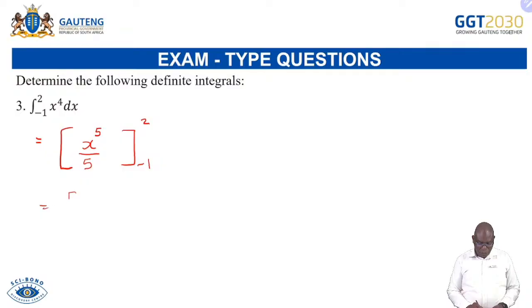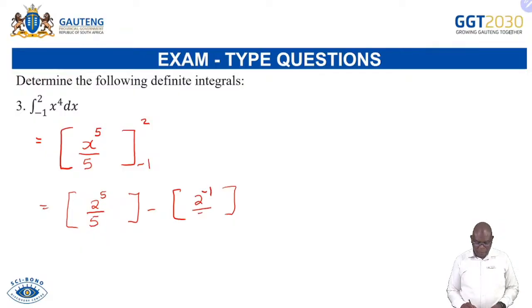Then from there, you get your two brackets, f of upper minus f of lower. F of upper is 2 to the power of 5 divided by 5, and this one is 2 to the power of minus 1 divided by 5. The other one we substitute by 2. The x there must be substituted by negative 1.